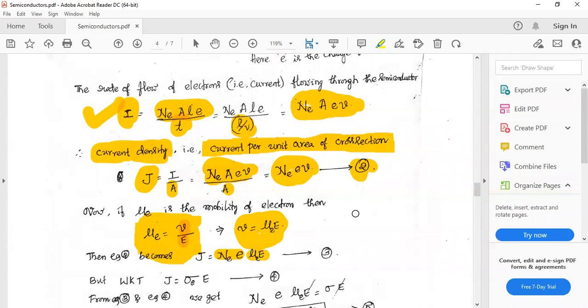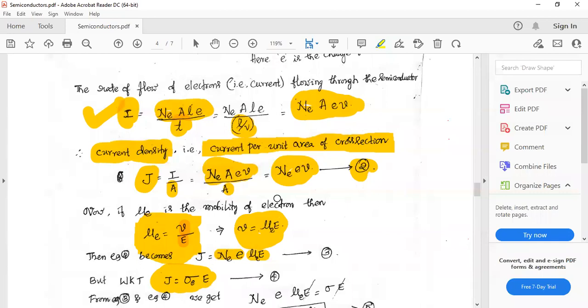Therefore, current density is now N_e e into mu_e into E. Similarly, this same current density can also be written as sigma, that is electrical conductivity, times applied electric field. From Ohm's law, J, current density, can be written as sigma into E.